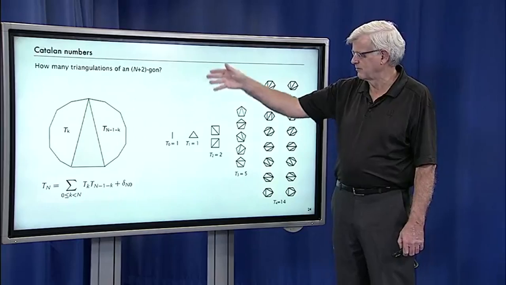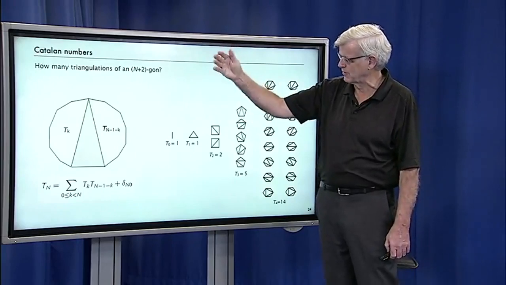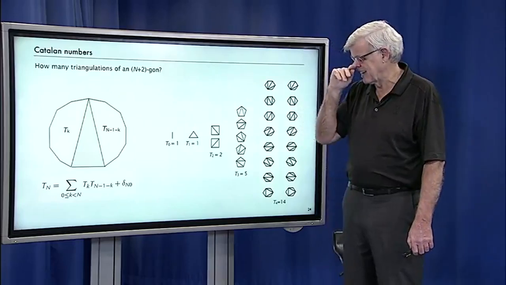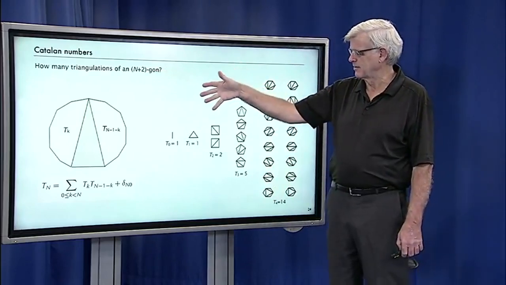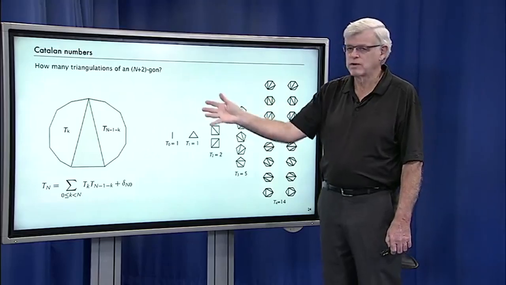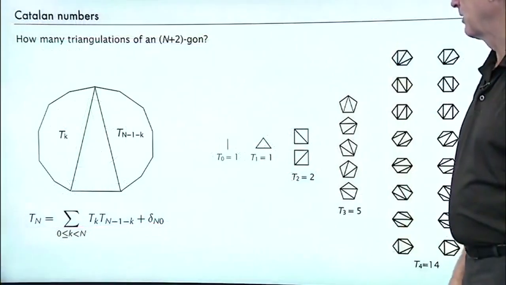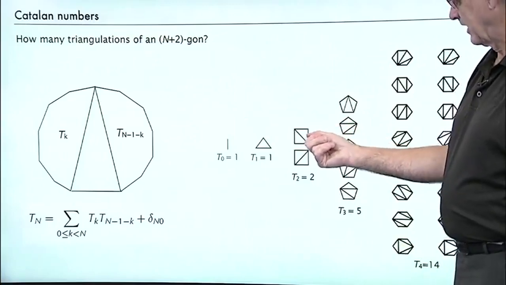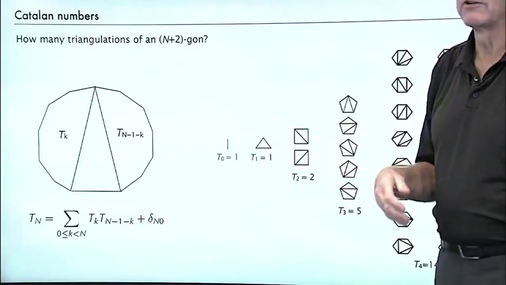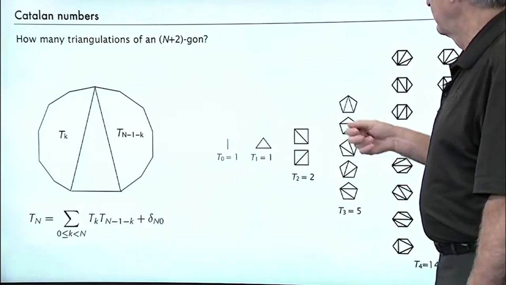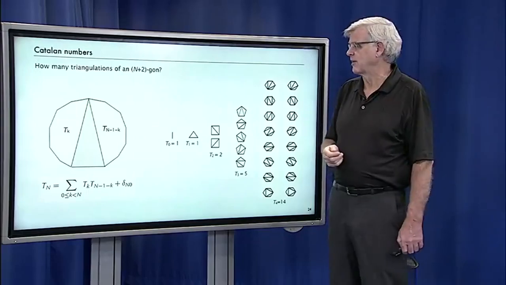In general, if we draw a diagonal and leave k vertices on one side and n minus 1 minus k on the other side, and there's one less because we draw the triangle, then you can triangulate those any way that you want, each one of them independently. So the number of triangulations has to satisfy that recurrence relation: the sum over k less than n of t_k times t_{n-1-k}, plus an extra one, because there's always one way to triangulate the triangle. So that's a recurrence relation that we're going to take a look at solving.